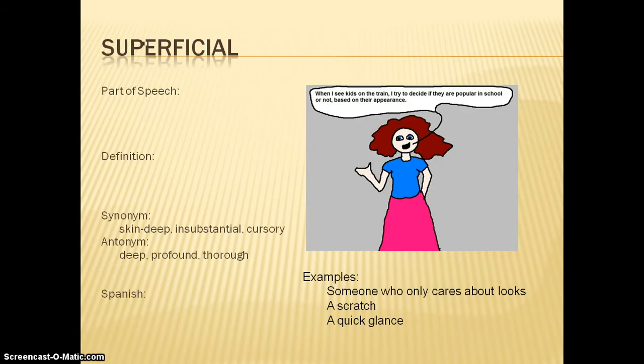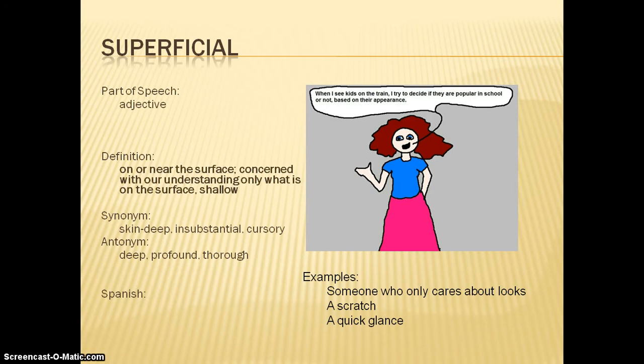And the last one here is superficial. And we've heard this word a lot. To describe people, it comes up a lot in high school, and it means on or near the surface or concerned with or understanding only what is on the surface, shallow.